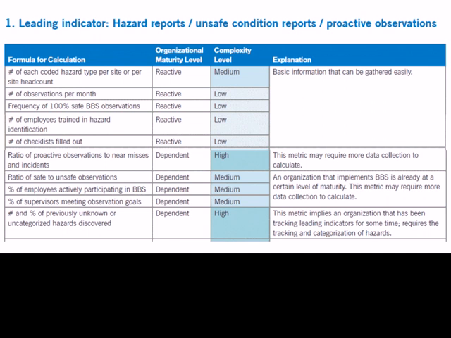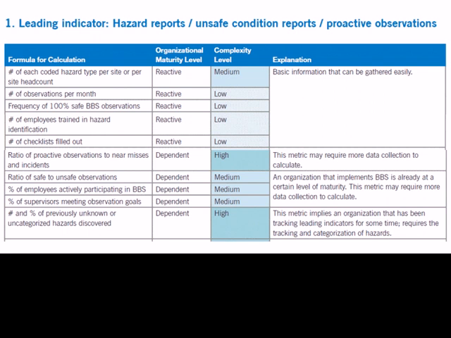I've also included some other ones from further down that same list. So something like, at the very bottom here, the number and also percent of previously unknown or uncategorized hazards that are discovered. This is something that the work group categorized as dependent on the organizational maturity level. So, more advanced maturity, people are taking responsibility for safety and leading with their actions. In terms of complexity, it's seen as high among our work group members. The reason being that this is a metric that implies that an organization has been looking at and tracking leading indicators for some time. So it requires that level of maturity. Also, it requires tracking and categorization of hazards. So this is the reason why we consider this to be high.